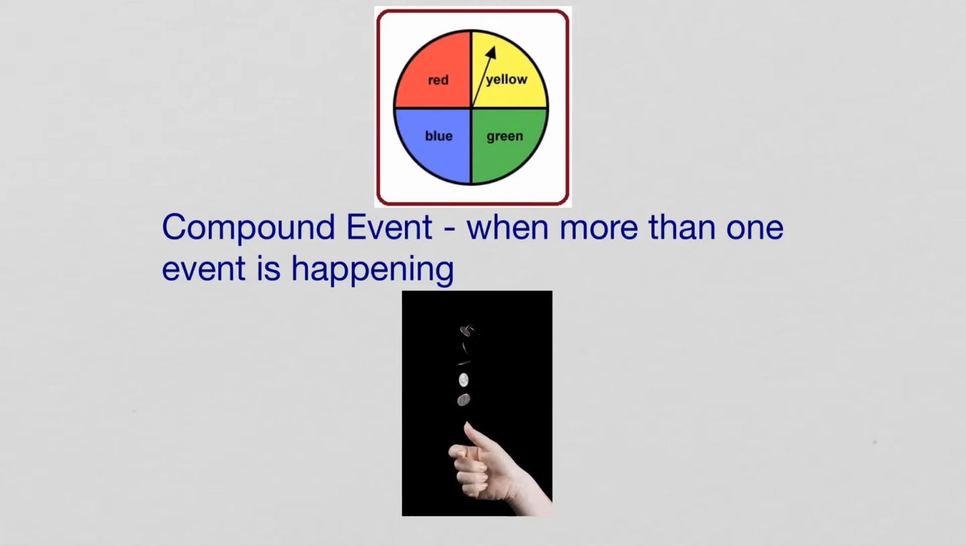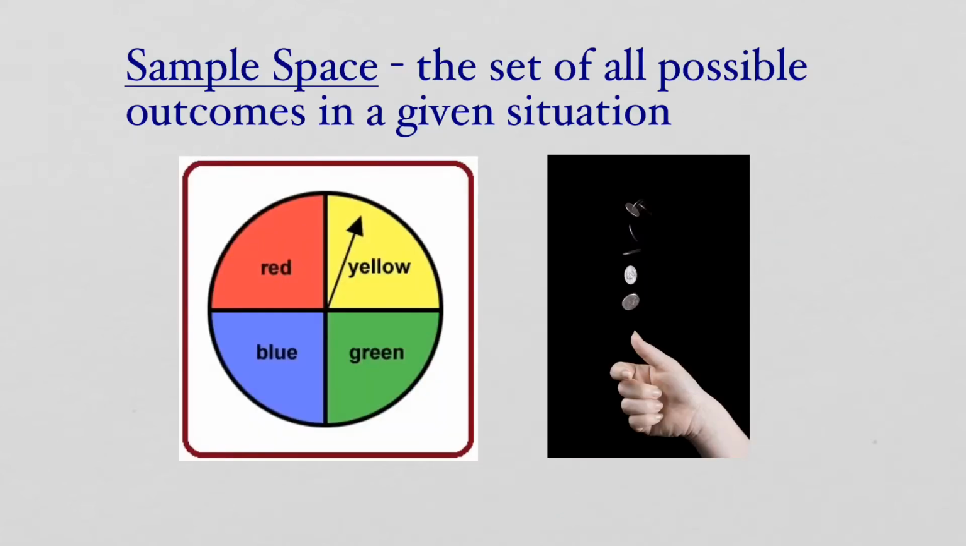So the first thing you need to do is think about what the sample space is of the compound event. Now, a sample space is the set of all possible outcomes for a given situation. So if I'm spinning a spinner and flipping a coin, there's no longer just 4 possibilities. When it was just the spinner, I had red, yellow, green, and blue. That was it. But now I have red with a head, red with a tail, yellow with a head, yellow with a tail, blue with a head, blue with a tail, and so forth and so on. So it's a lot more possibilities.